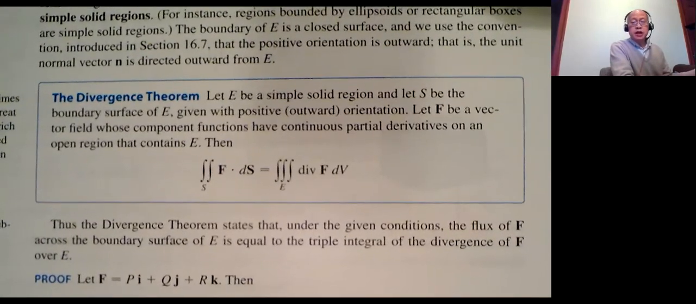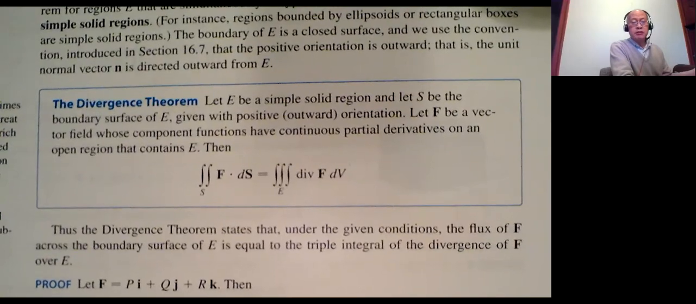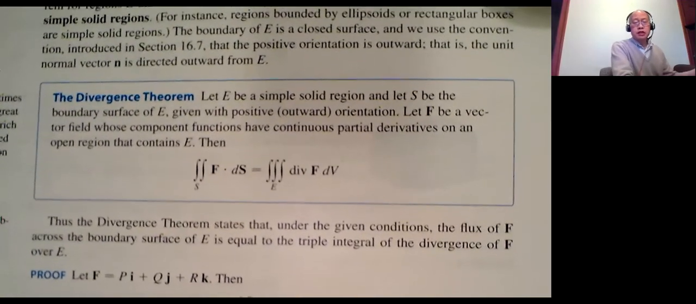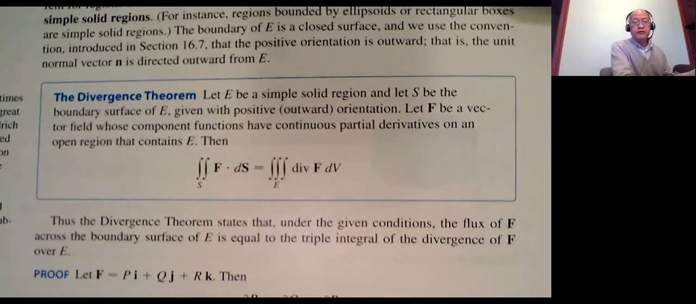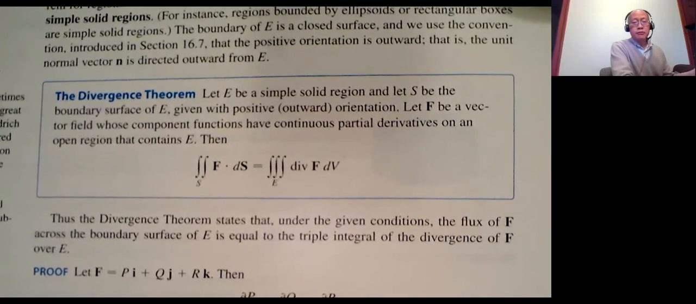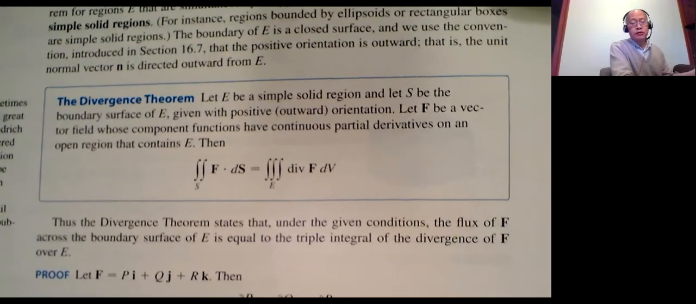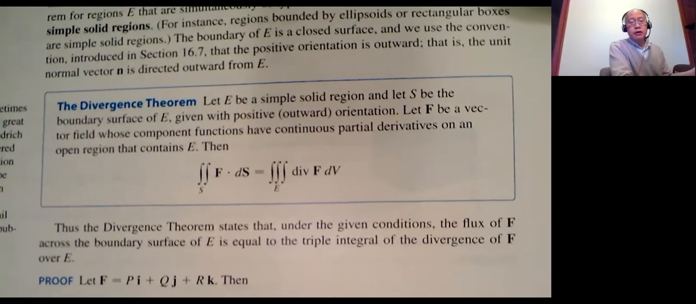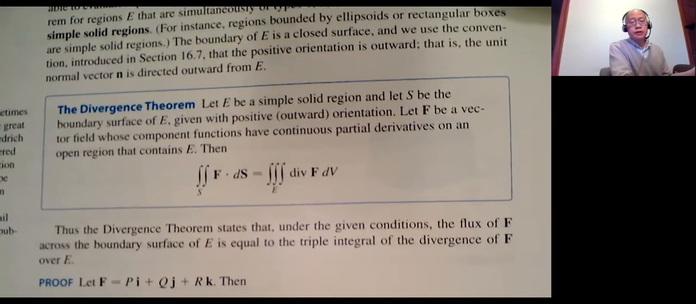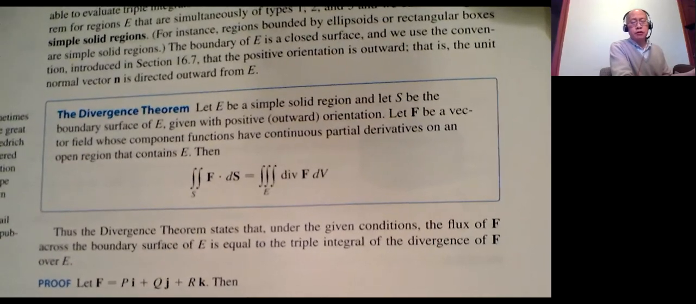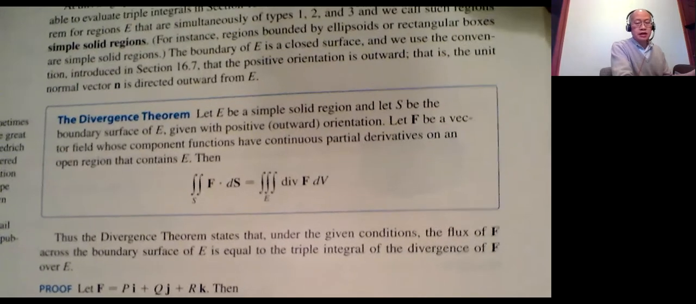Let E be a simple solid region, and let S be the boundary surface of E with positive outward orientation, positive is outward, and let capital F, bold F, be a vector field whose component functions have continuous partial derivatives on an open region that contains E. Usually you don't have to worry about that. Then the double integral along the surface, it's a closed surface now, of F dot dS is a triple integral over the region E of the divergence of F dV.